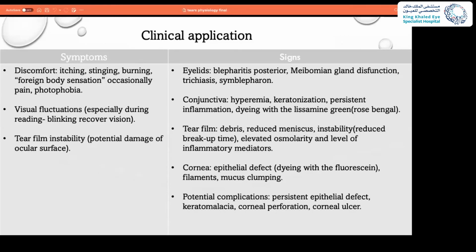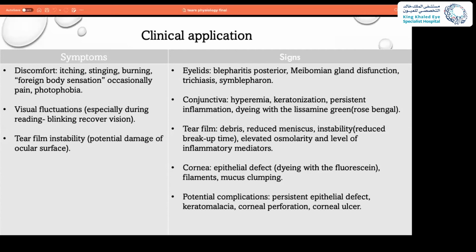This table can help you in managing or approaching a patient with dry eye. On the left side, you will see the symptoms that most patients with dry eye will complain of: discomfort, itching, burning sensation or foreign body sensation, pain and photophobia. Visual fluctuation, especially during reading, and tear film instability, which might cause potential damage of the ocular surface and epithelial defect.